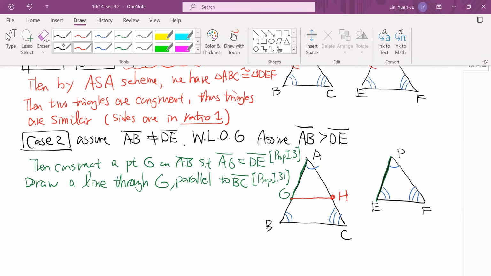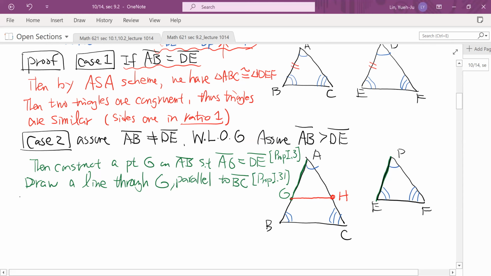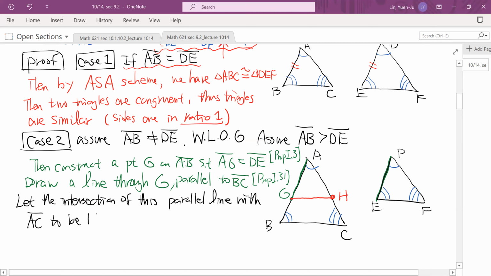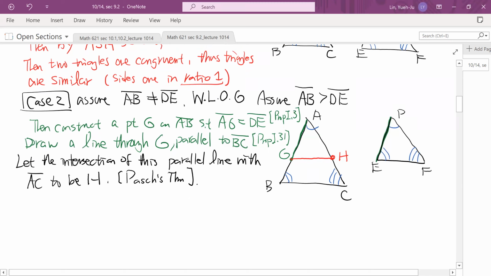Let me write down what I just said here. I want to say let the intersection of this parallel line with AC be H. And as I said, this is by Pasch theorem. This is one of the axioms in Hilbert's axioms. Otherwise, how do you know? We never justified it. How do you know that this parallel line really passes through AC? Why not not passing it?